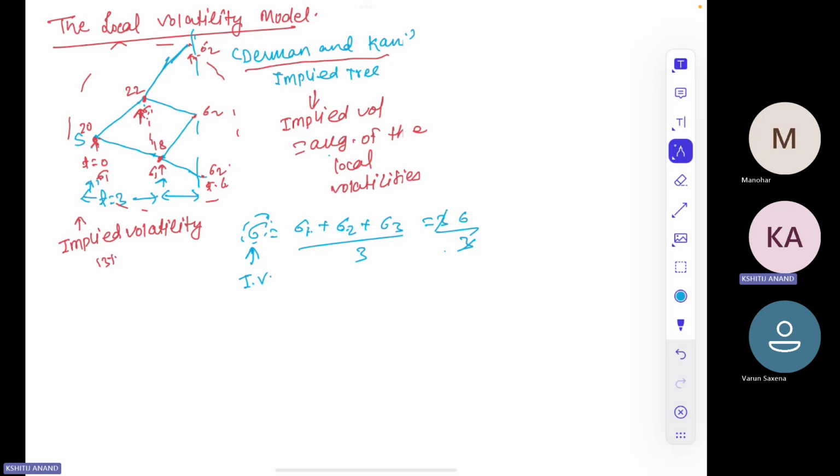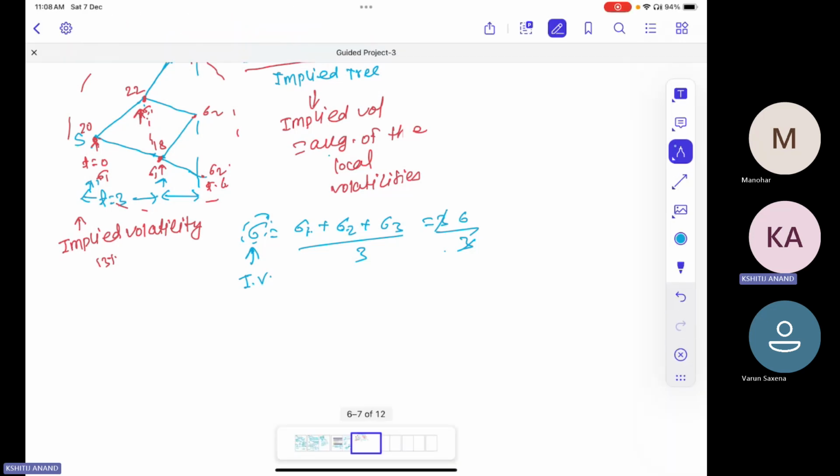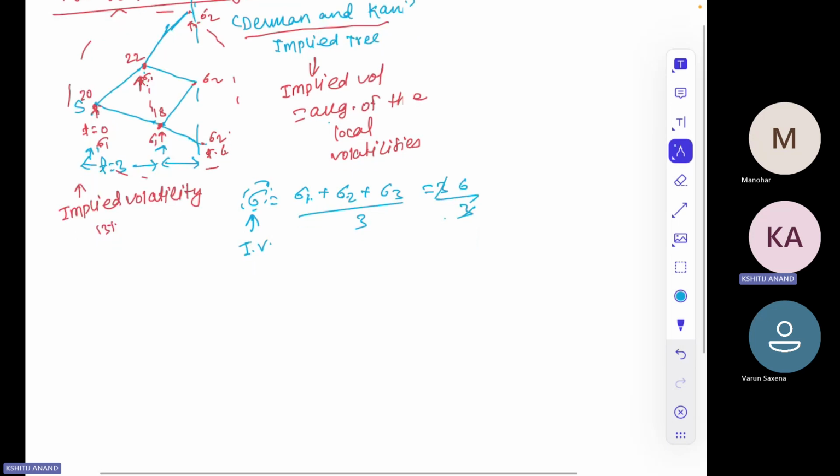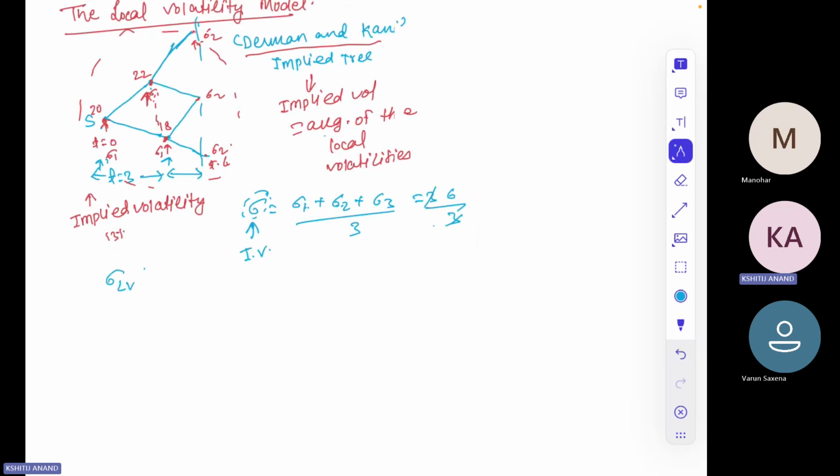And if they are different, why are they different? They are different because, as you can see, time is changing and the spot price S is changing. That means that this sigma, which is the local sigma 1, sigma 2, sigma 3, these local volatilities, should be a function of S, a function of time and the spot price, right? That is the intuition behind the local volatility model. Okay, any doubt?